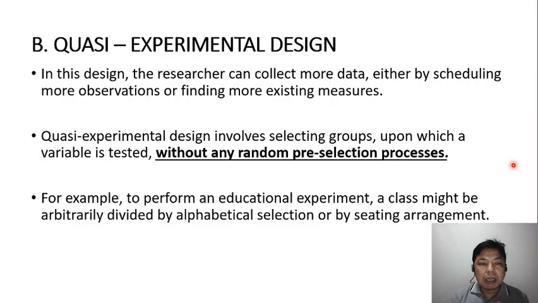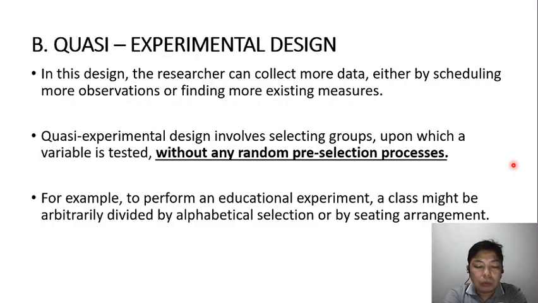So, a basic characteristic of quasi-experimental research design is it is done without any random pre-selection process. It means that you still have your manipulation, you still have your control group and experimental group, but the one thing that is missing is yung randomization. Okay? For example, to perform an educational experiment, a class might be arbitrarily divided by alphabetical selection or by seating arrangement. So, therefore, there is no randomization. Okay? So, that's what we mean by quasi-experimental design.